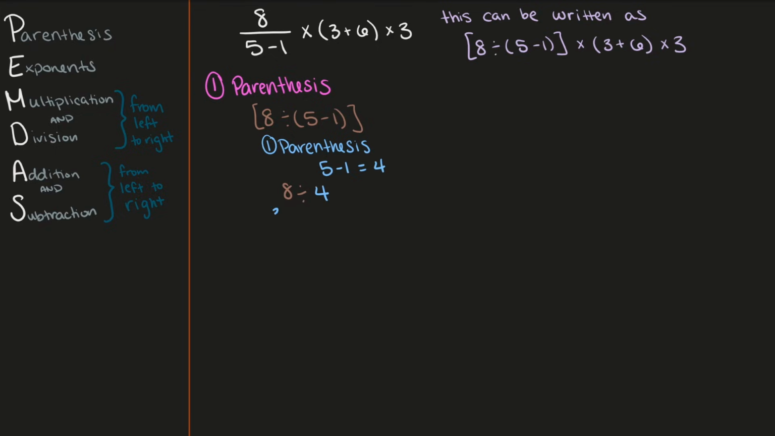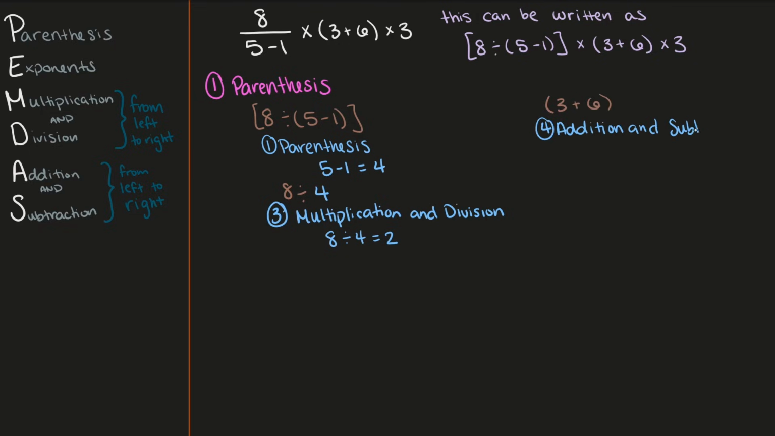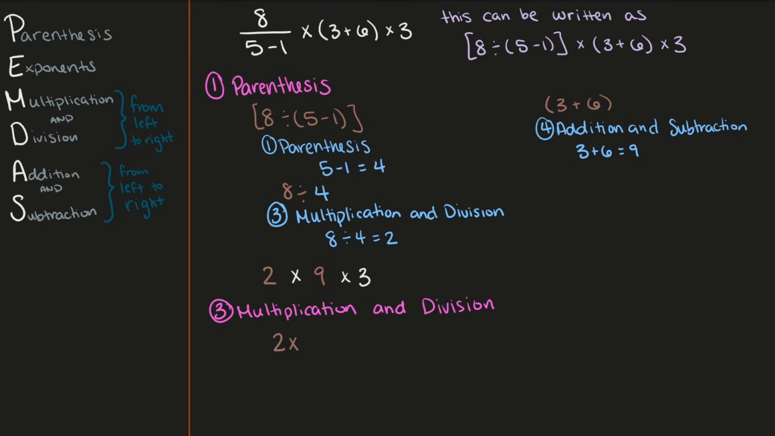5 minus 1, that's equal to 4. So we have 8 divided by 4, which is 2. For our other set of parentheses, we have 3 plus 6, and 3 plus 6 is 9. So that means we have 2 times 9 times 3. This brings us to our multiplication and division from left to right. We only have multiplication, so 2 times 9 is 18, times 3 is 54, and the value of this expression is 54.